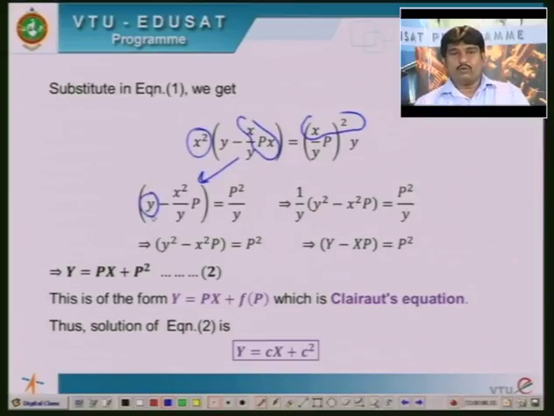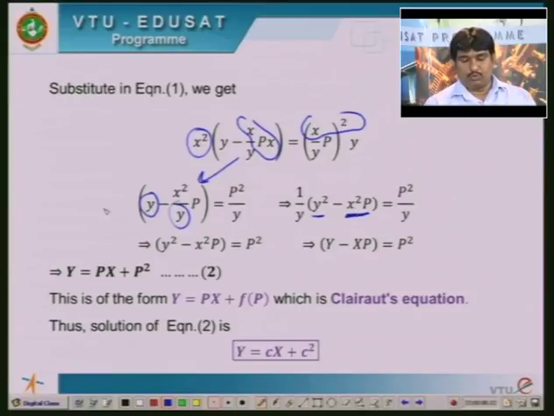If you take 1 by y outside, means divide and multiply by y. So when you multiply by y, it becomes y square, and y gets cancelled here to give x square into P. So 1 by y into y square minus x square P equals to P square by y. I multiplied throughout by y because I wanted to convert this in terms of new variable. So I wanted even power of small y, because y square was capital Y. So I multiplied here throughout by y.